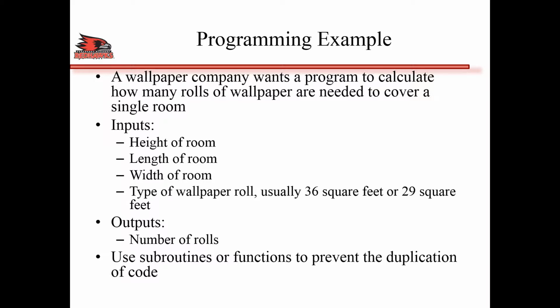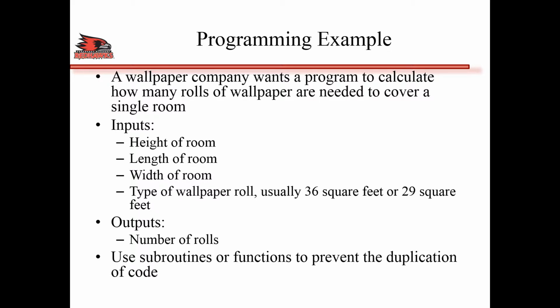So given the inputs such as the height, length, width of the room, and the wallpaper roll type, meaning, are you going to use a 36 square feet wallpaper or a 29 square feet wallpaper? Or you can use your own wallpaper type which is not these areas. So using these inputs, the program can calculate how many rows you need.